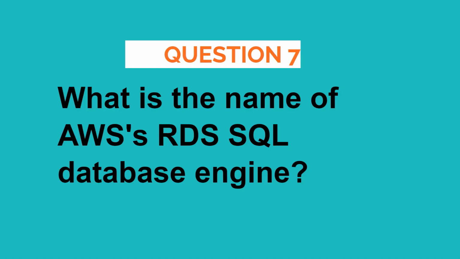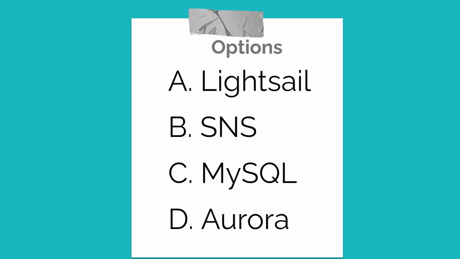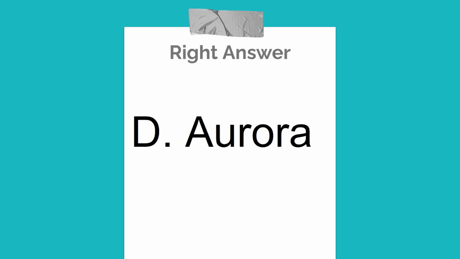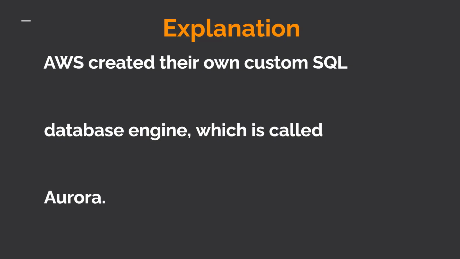Question 7. What is the name of AWS RDS SQL database engine? Option A. Lightsail, B. SNS, C. MySQL, D. Aurora. Right answer is D. Aurora. Explanation. AWS created their own custom SQL database engine, which is called Aurora.